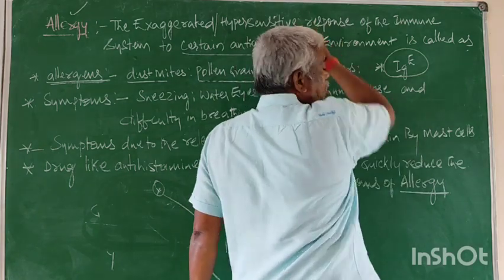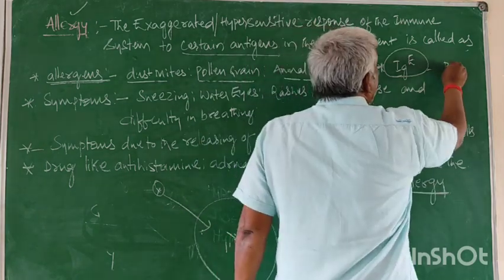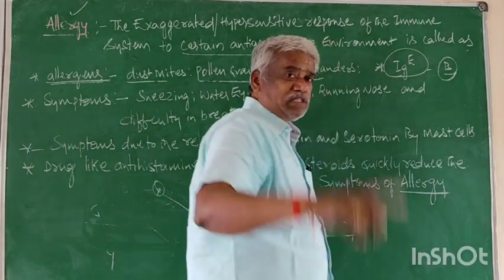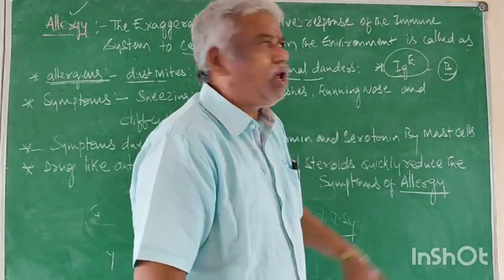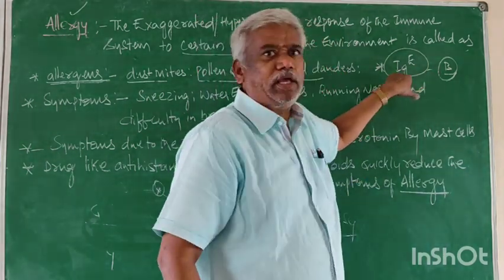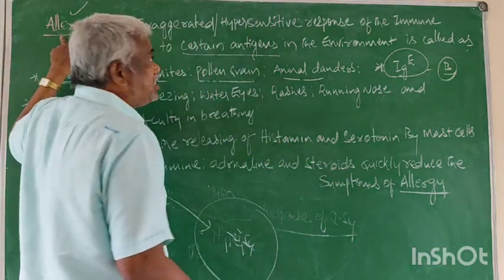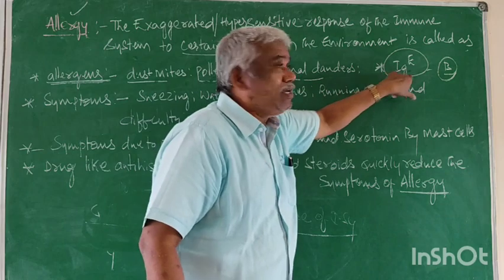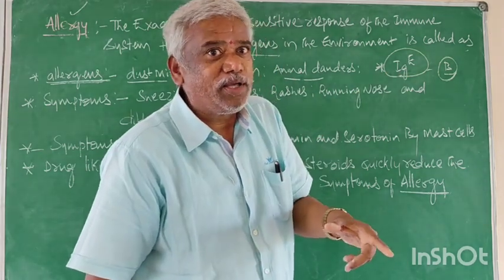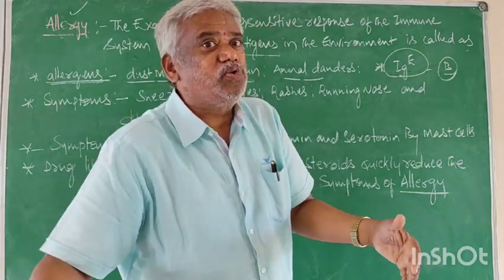That antibody is called IgE antibody. The B cells must be involved. Without involvement of B cells, there is no antibody. Name the antibody which is involved in allergy: IgE antibody. The antibodies are 5 groups, 5 classes.